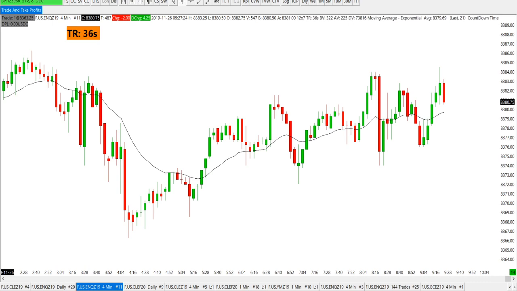All right, let's see what's going on here. So we do have some resistance right here, so I'm looking to see what's going on. I don't see any trades right now. Most likely I'm just going to wait for the market to open.